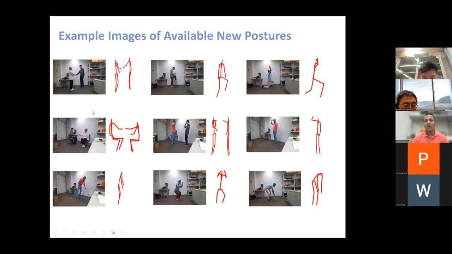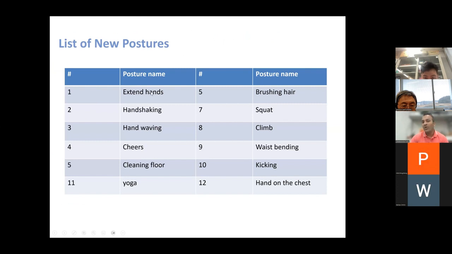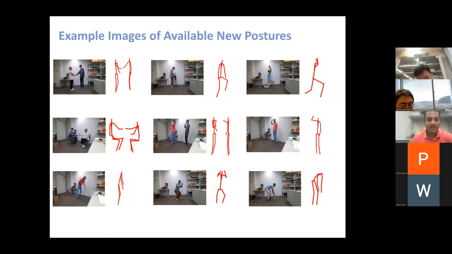So in this work, we want to have different postures. Now we have extend hands, hand shaking, hand waving, chairs, clean floor, yoga, hand on the chest, kicking, waist bending, climbing, squat, and so we want to have different postures. Now we have 12 postures. I give you one of the examples here, like hand shaking, climbing, yoga pose, hair brushing, then waving hands, chairs, cleaning, squatting, and picking up, bending chest.